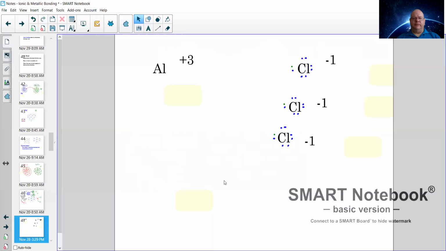I'm sorry. How would we write the overall formula? Well, the ratio of aluminum to chlorides is 1 to 3. The ratio is just the opposite, basically, of what the charges are. So AlCl3 is the formula for aluminum chloride, and we call that one formula unit.